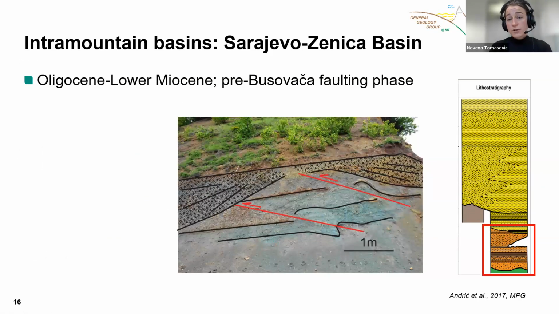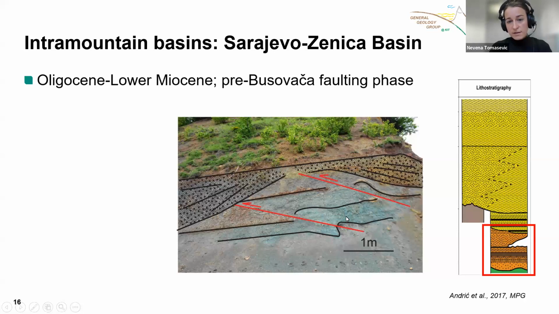So the oldest depositional sequence is characterized by fluvial clastics. So these are mostly deposits of fluvial systems, braided rivers, conglomerates and sandstone channels and bars, which alternate in the vertical succession with mostly floodplain deposits with a lot of paleosols, intercalations, and carbonate concretions.